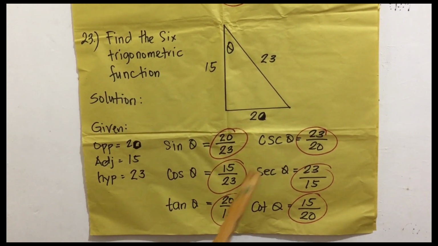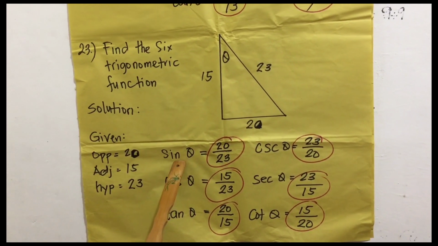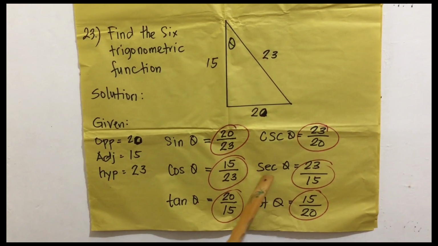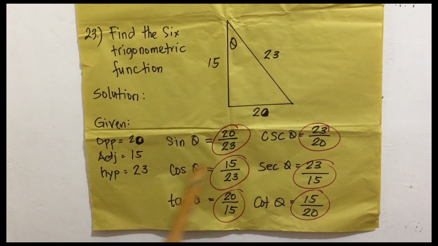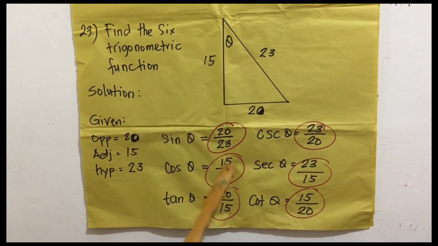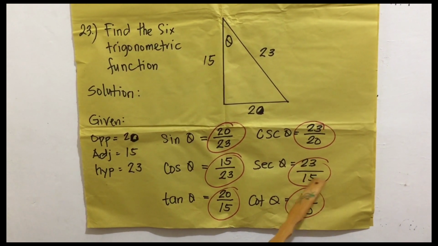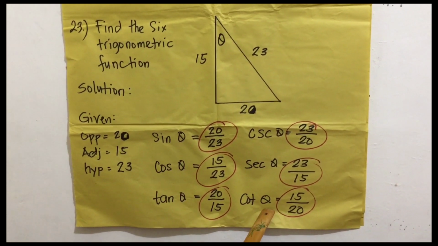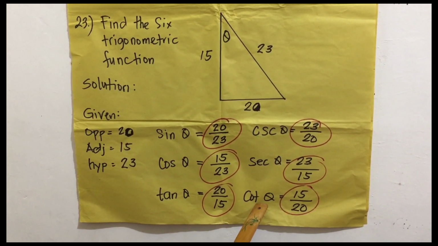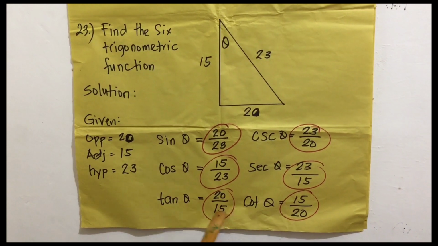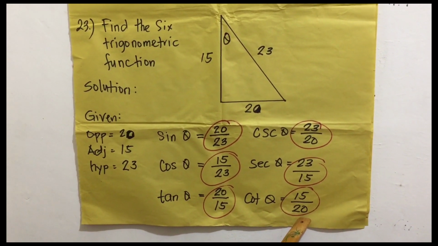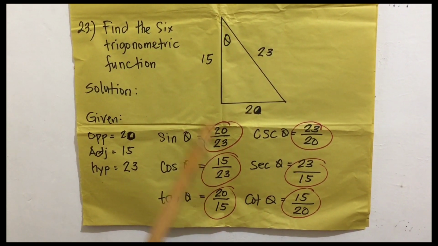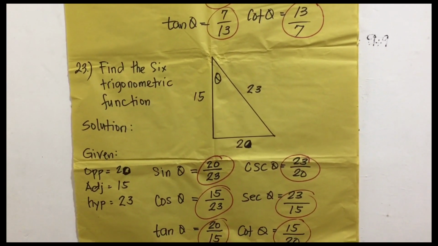And the reverse of sine theta, the cosecant theta, is 23 over 20. We are going to reverse this number. And the secant theta, cos theta is 15 over 23. The reverse of this, 23 over 15, is the secant theta. For cotangent theta, the reverse of the tangent theta, 20 over 15, the reverse is 15 over 20. This will be our cotangent. So this is our final answer for the 6 trigonometric functions.